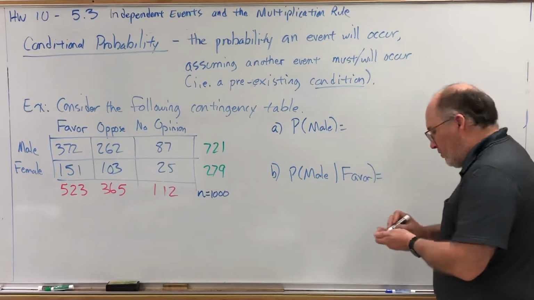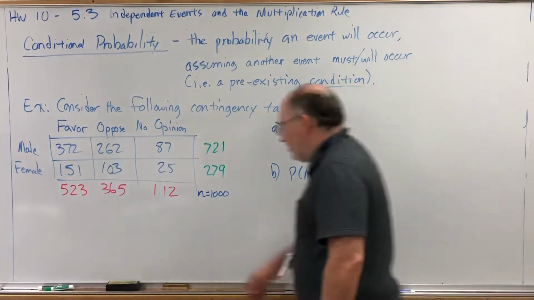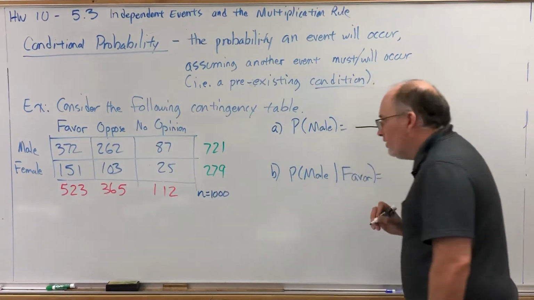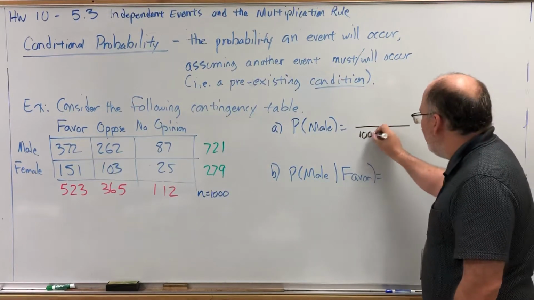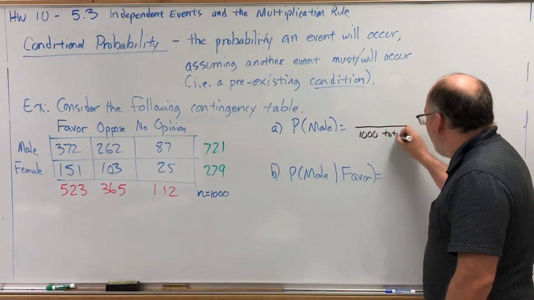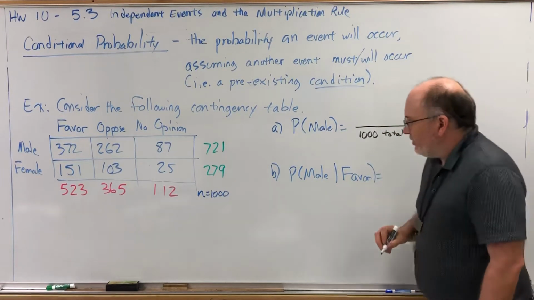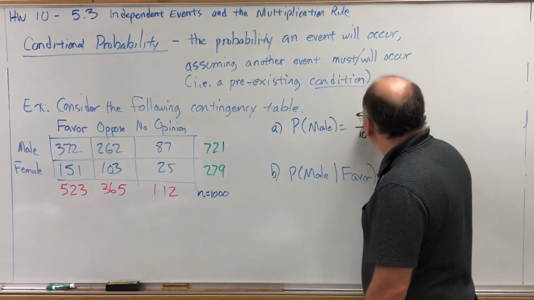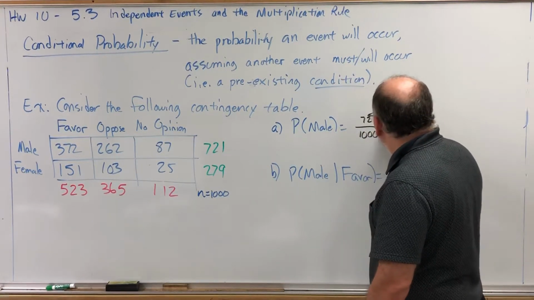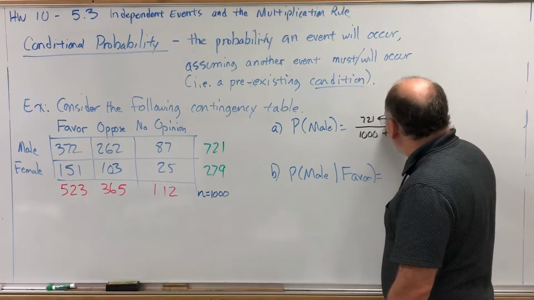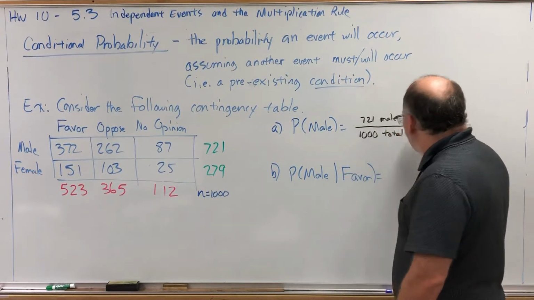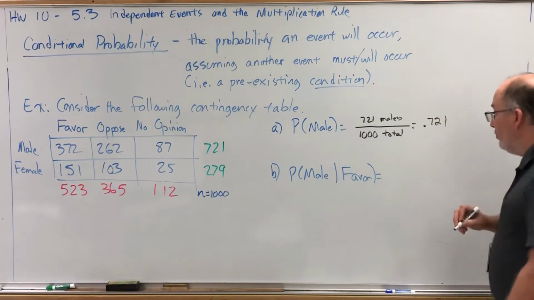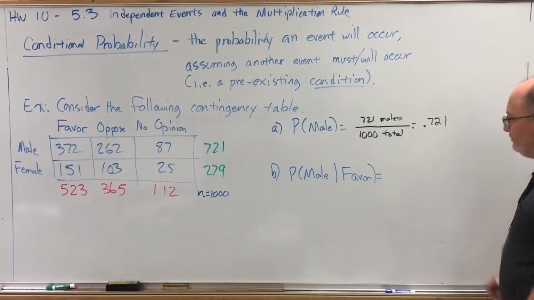It'd be easier with a marker that wrote, so let's try this one. Out of the 1,000 total people, how many males are there? 721. So 721 males out of 1,000 total people, as a decimal, would be 0.721.